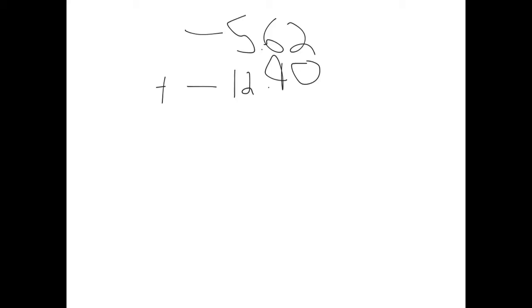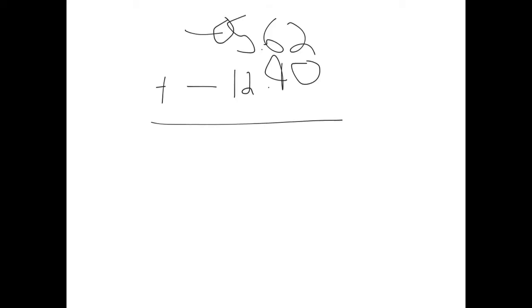Let's add our decimals. Our first decimal is negative 5.62 plus negative 12.9. Now, we must add placeholders. So, after the 9, we will put a 0. And then, before the 5, we will put a 0.